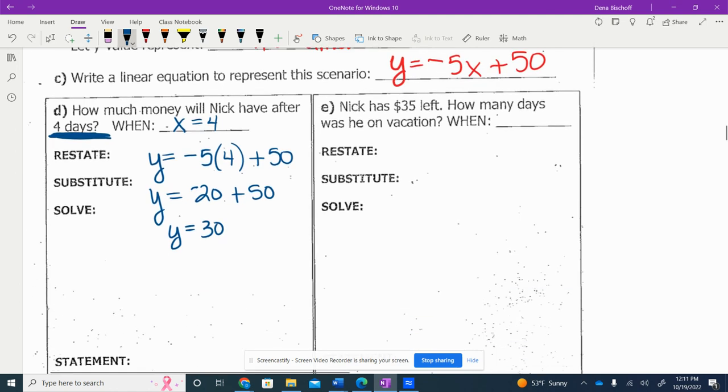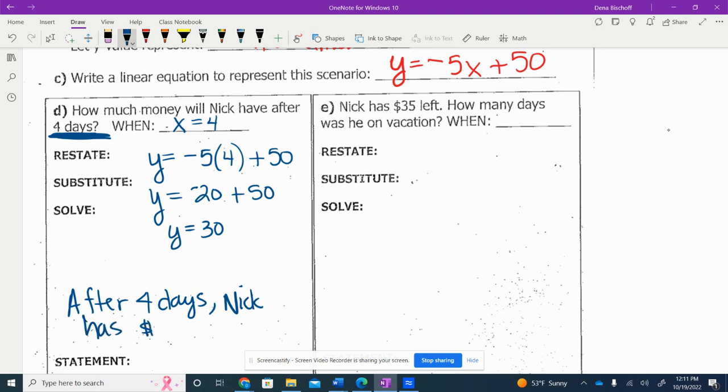So my statement is after 4 days, Nick has $30.